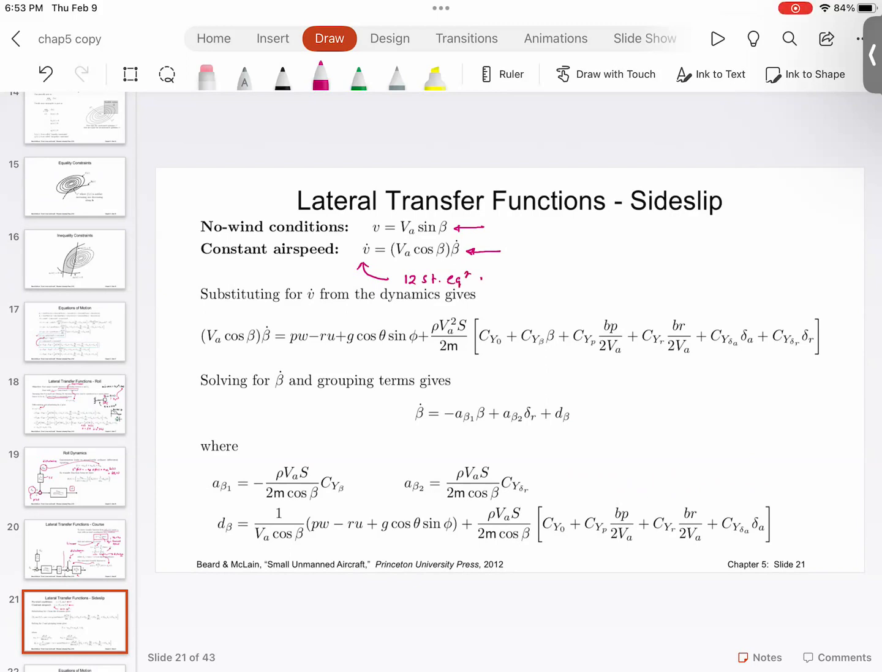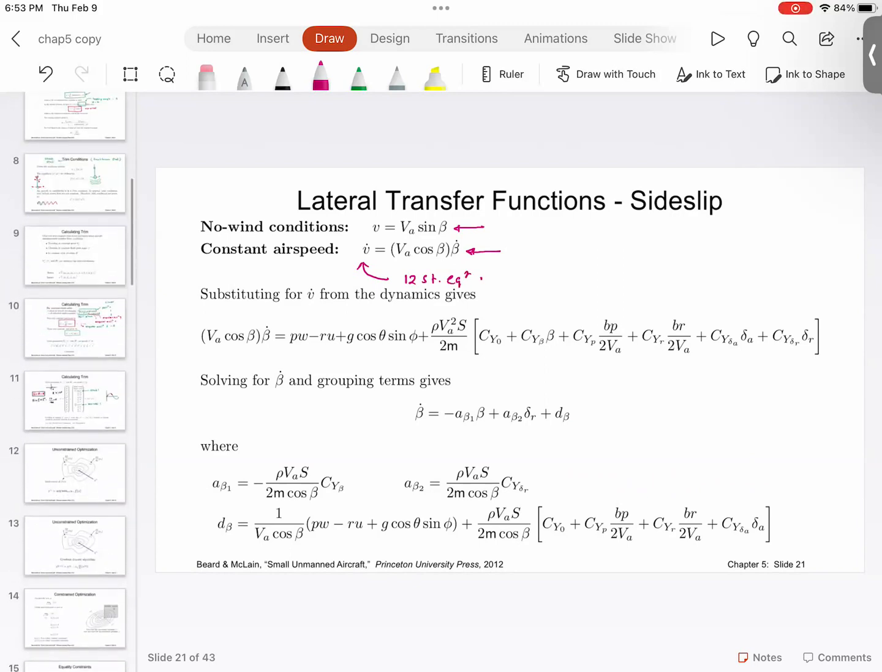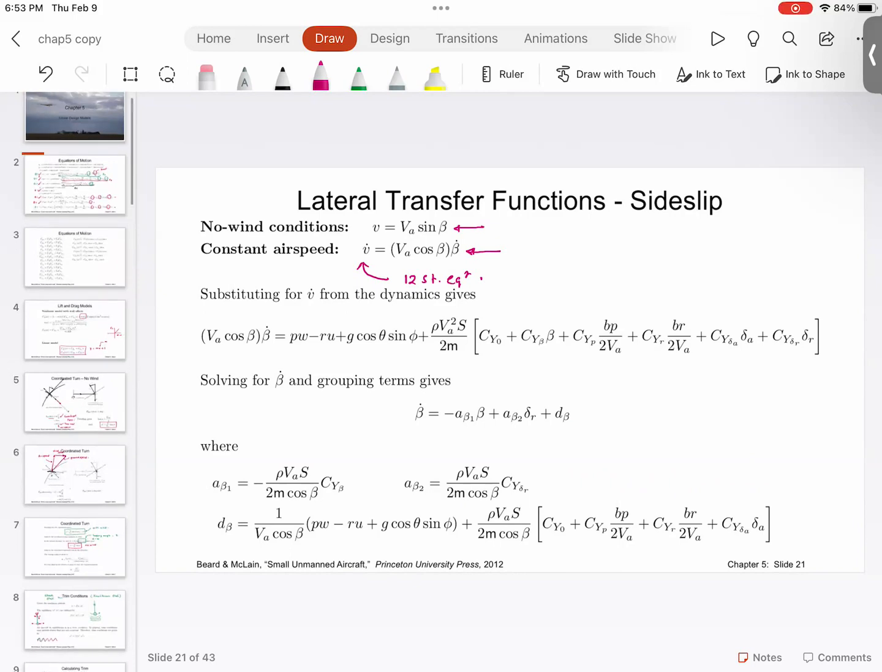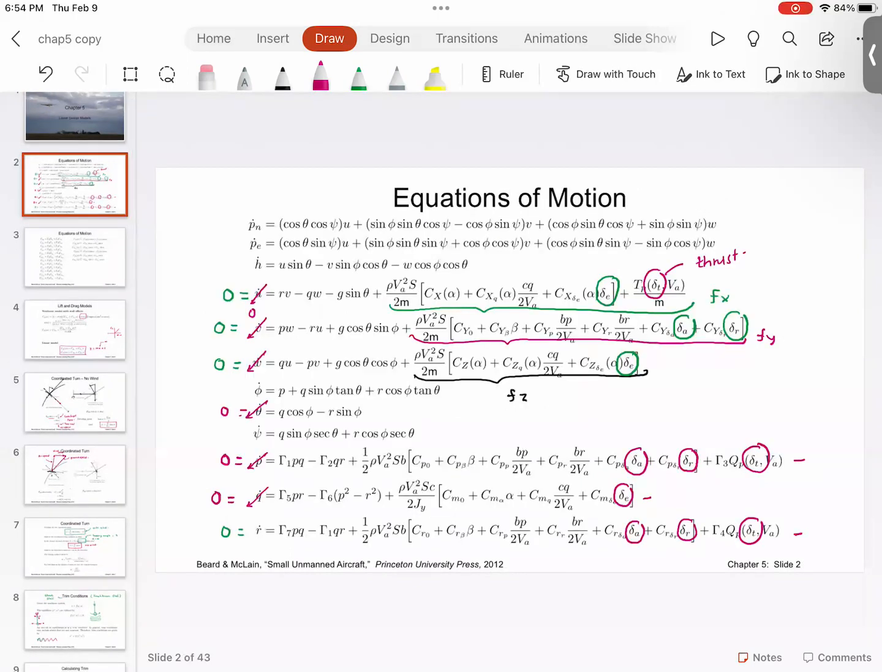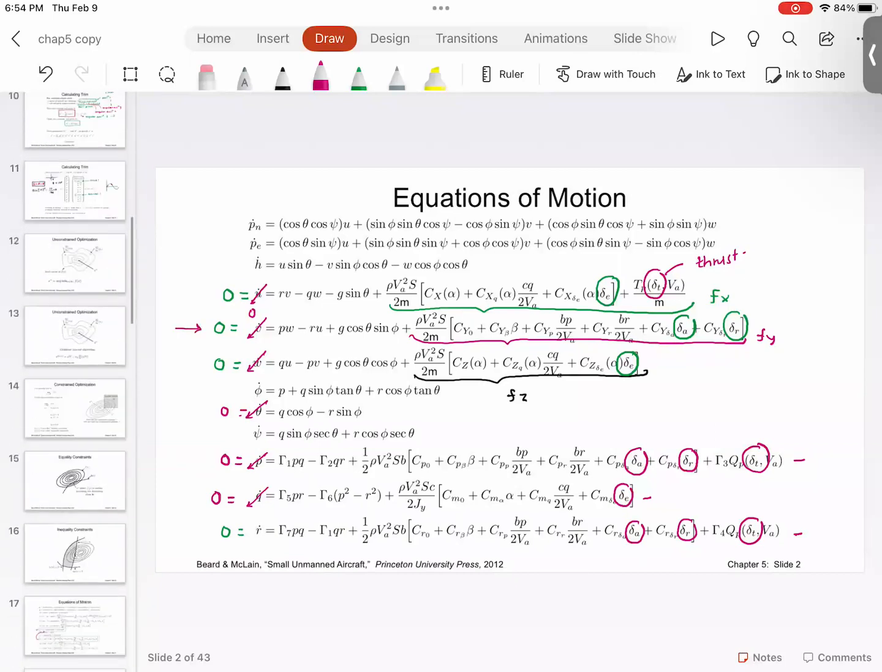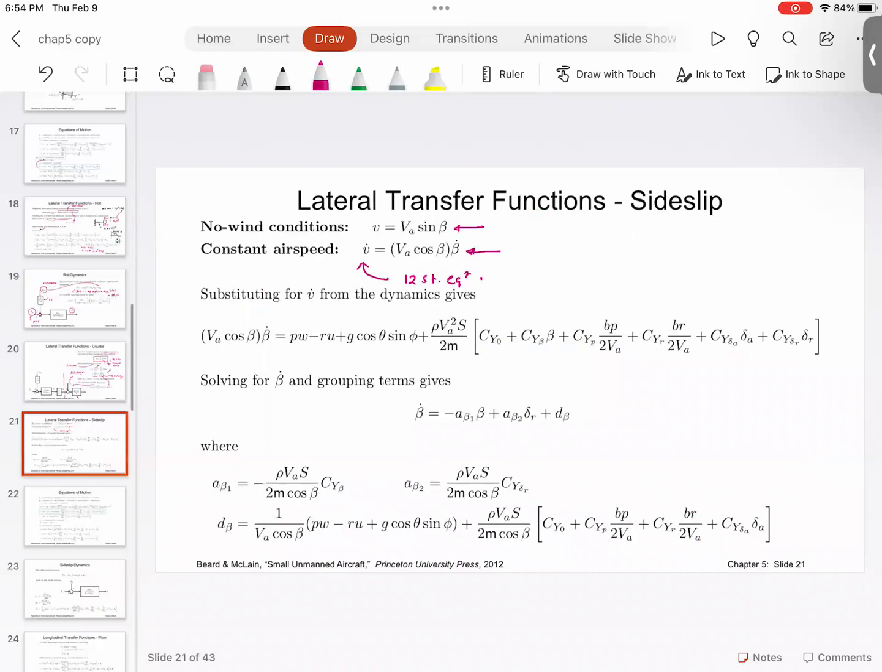So we have an equation for V dot. Remember which equation is it? I don't remember the exact form, but at the end, this is the equation for V dot. And what I'm going to do is substitute that equation in here, and then collect the terms which are associated with beta or beta dot. So all the terms that involve beta and beta dot are going to be on the left hand side.